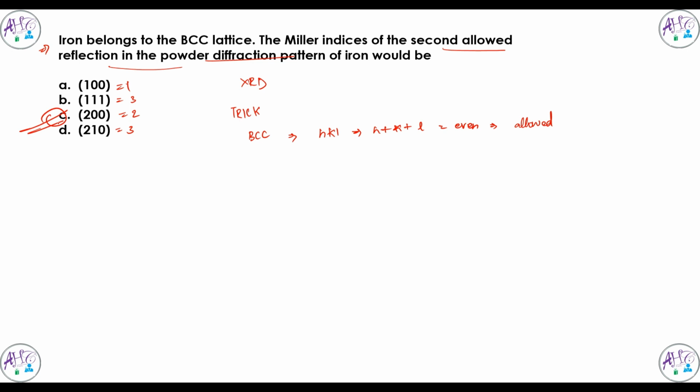Okay, so in your BCC, your first plane is typically going to be 110. So if you calculate here, h plus k plus l is going to be equal to 2. Likely your second plane is going to be 200, and then your third plane is going to be 211, so it goes on. So the planes keep increasing like this. So your second allowed plane is going to be 200. Okay, so that's why option C is the correct answer.